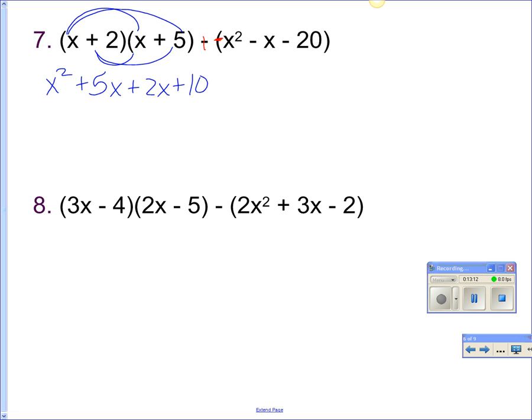Negative x changes to a positive, and negative 20 changes to a positive. So you have to do that little extra step. It's little, but a lot of people forget that, and they'll get it wrong on their test. So you've got to remember that step. You've got to take the time to do it.